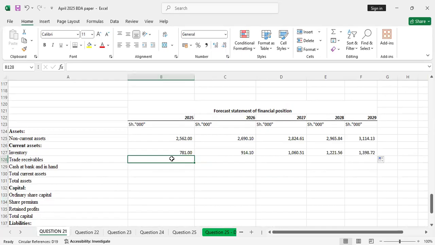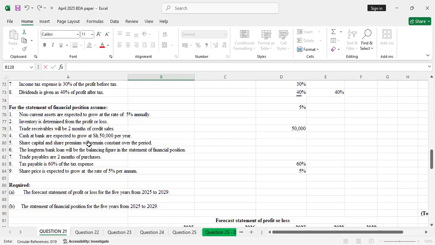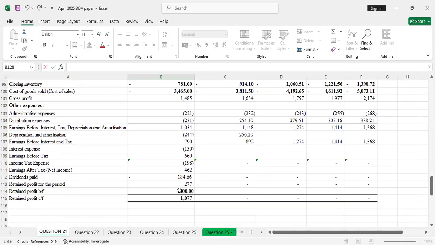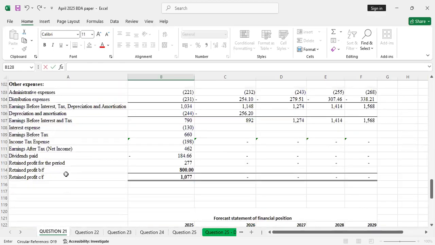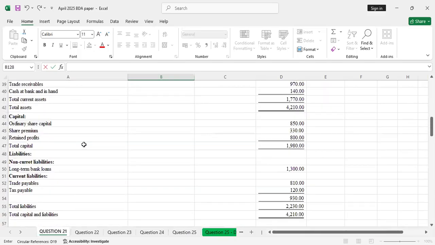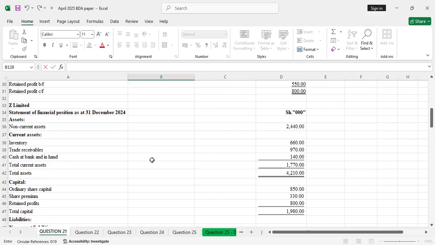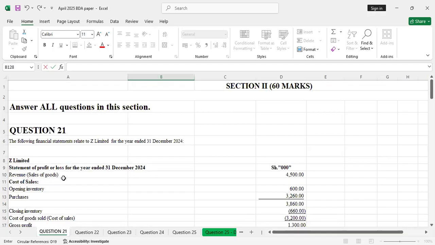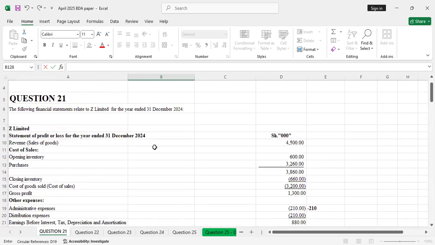So trade receivables, we were told something about trade receivables. We are told inventory is determined from the profit or loss, that's why I've captured them from the profit or loss. Then trade receivables will be 2 months of credit sales. Where do we get the credit sales? There's an assumption that credit sales are determined by trade receivables, but here we are not given trade receivables. Under revenue, you have sales of goods, and they are not specific that there's a percentage that takes credit. But we assume, because this forecasting is all about assumption, that all this revenue from sale of goods is on credit.